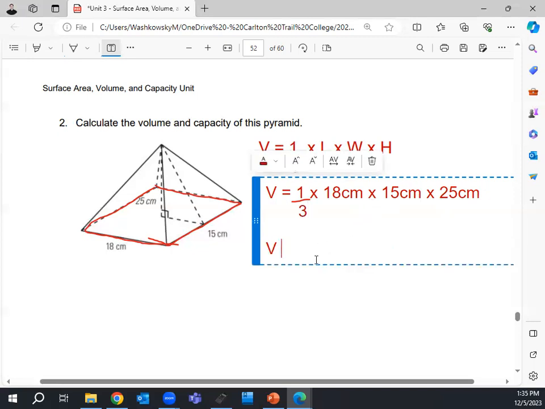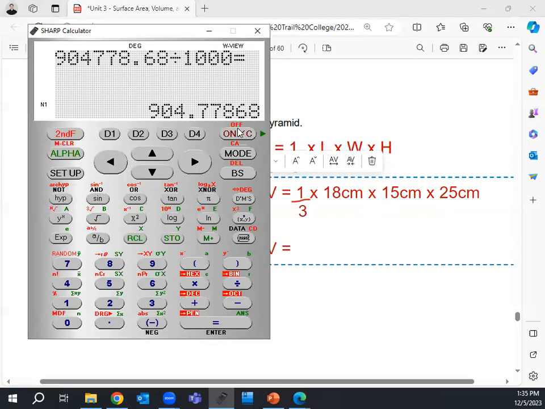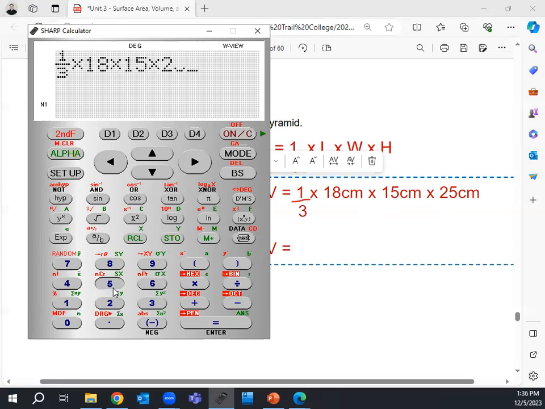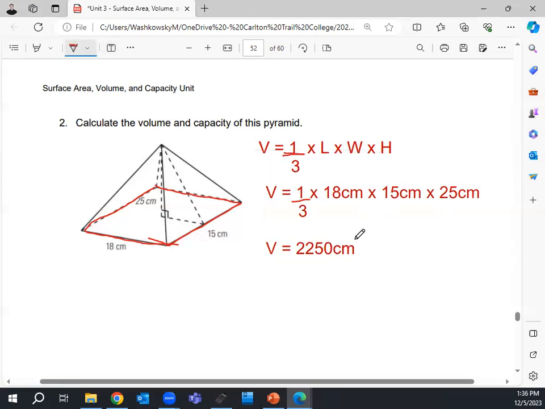So if I do that, the volume is equal to, I always recommend using your fraction button. I think it keeps things nice and easy. So 1/3 times 18 times 15 times 25 is 2,250. So volume is 2,250 cubic centimeters. That's a final answer. I'm going to circle it. Am I done?